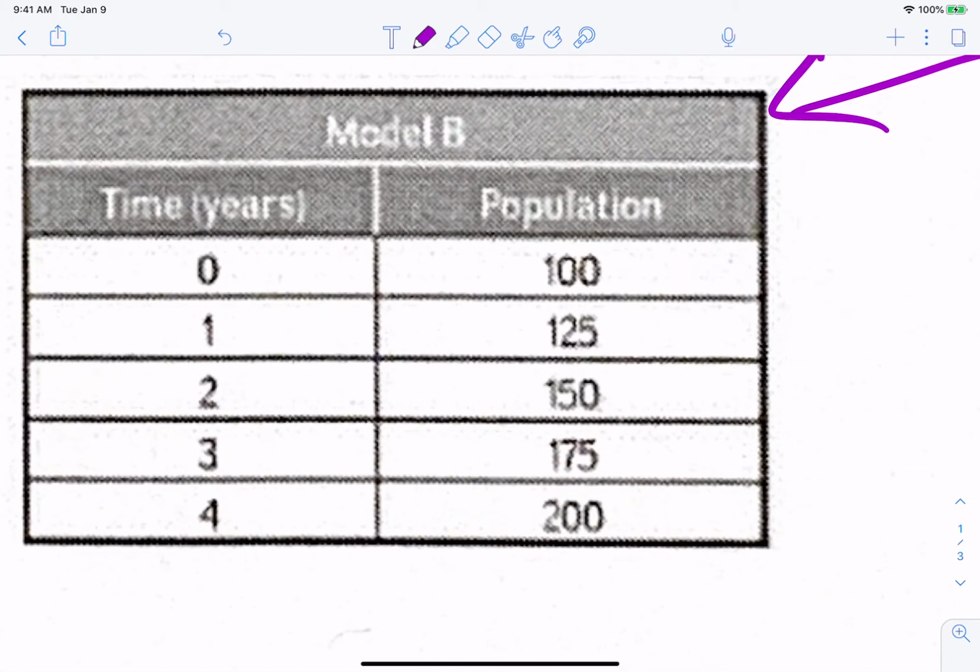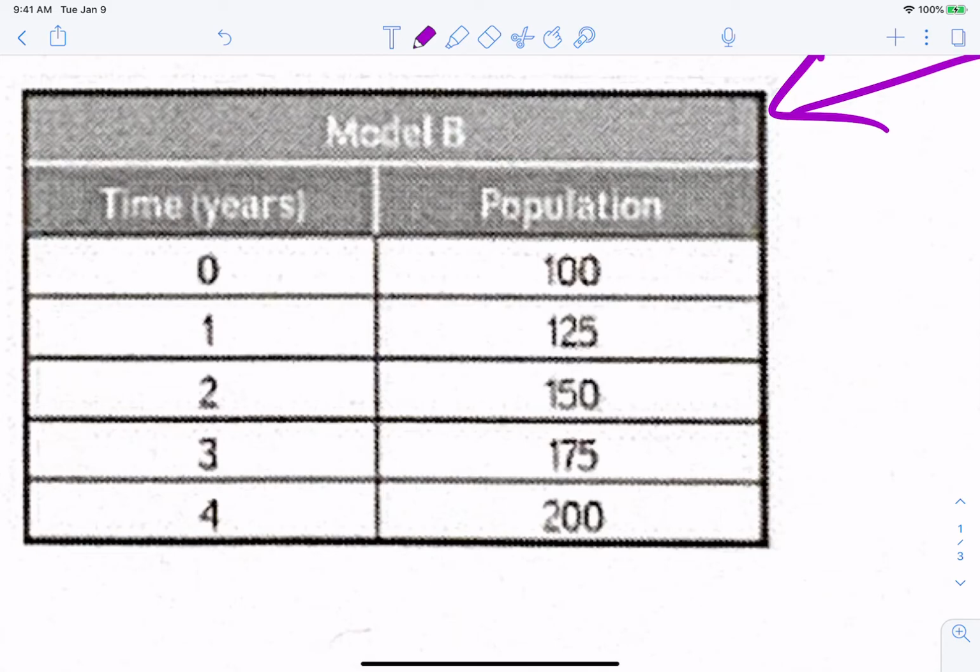All right, model B. How do I tell from a table if this is a linear function or not? Graph it. I don't want to graph it. It's not working. Maybe I'll just say it in Spanish. How do I know if this is linear or not?